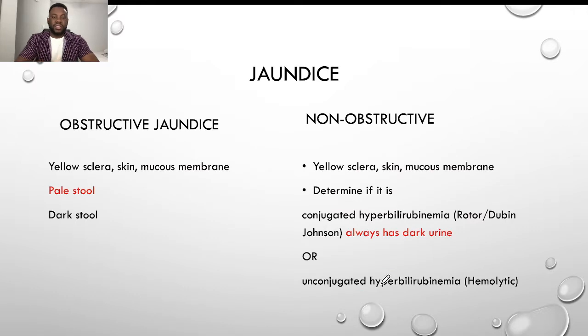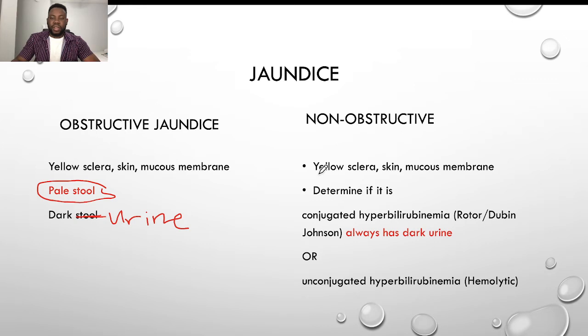Let's look at the next differentiation. Jaundice. Some people love to think about whether it's obstructive or non-obstructive. Then we can also look at whether it is conjugated hyperbilirubinemia or unconjugated hyperbilirubinemia. So if it is an obstructive jaundice, the stool is always going to be pale. Remember that, and they'll have dark urine. They'll have dark urine because it's conjugated.